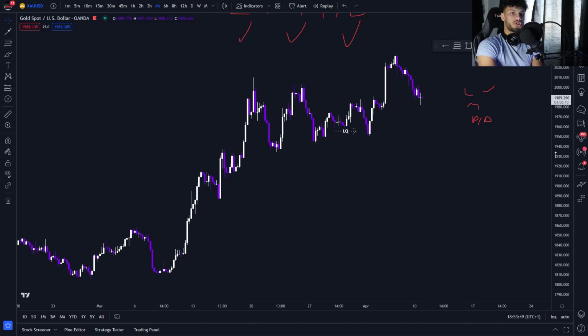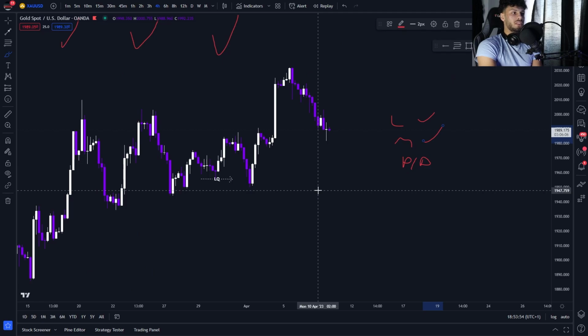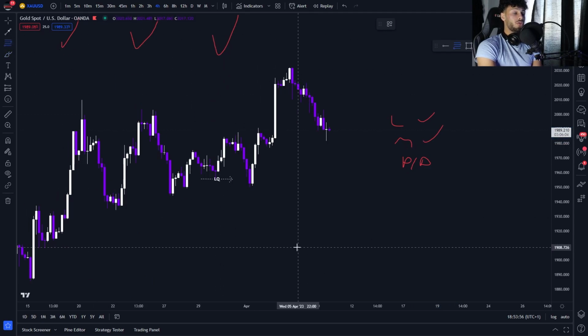So we are in line with structure. So what do I do? I take M, and then I look at PD. And PD is using my Fibonacci tool. I'm trying to see if my institutional candle is in a premium or discount in the range. If it's not, then I'm not interested in looking for a setup.